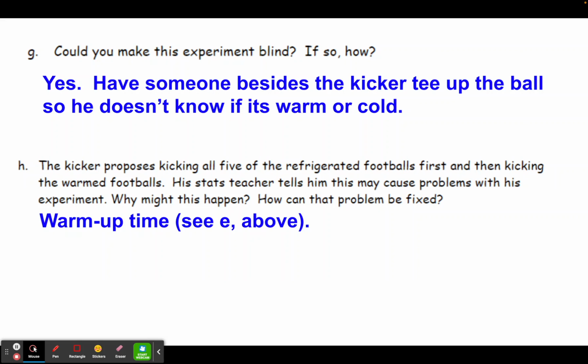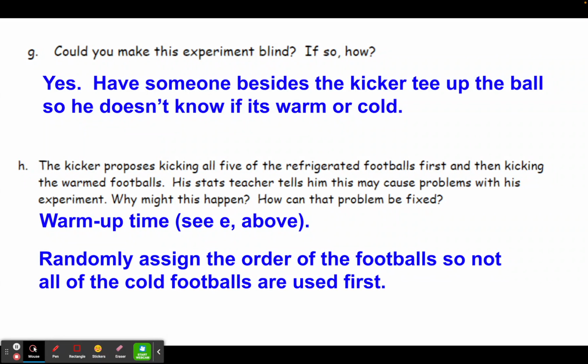And that might make it seem that it's the temperature of the football that makes a difference when it's really maybe just having more warm-up time. We would want to randomly assign the order of the footballs. So maybe do a warm football first and then a cold football and kind of alternate so that it's not all of one or the other that are used first. And that's how we could remedy that problem.